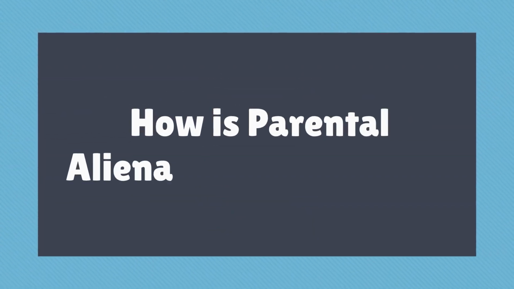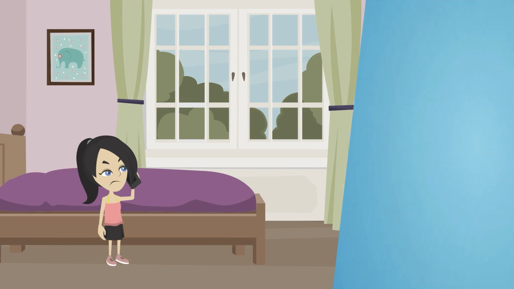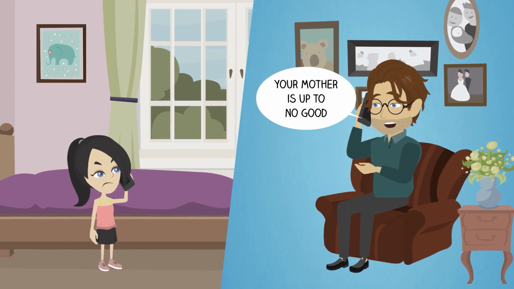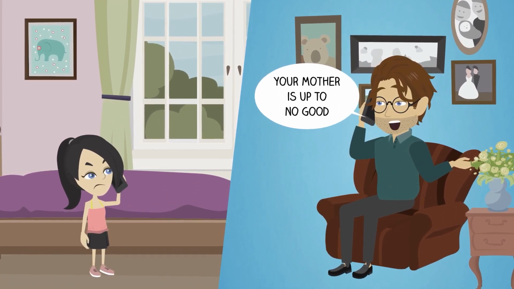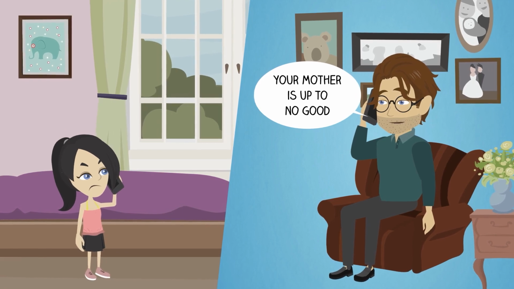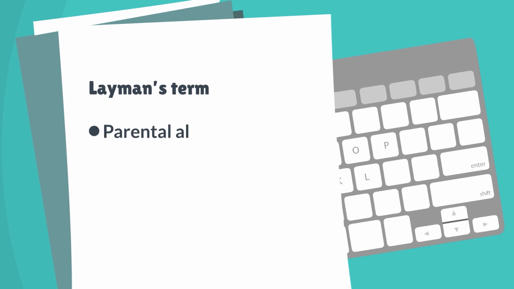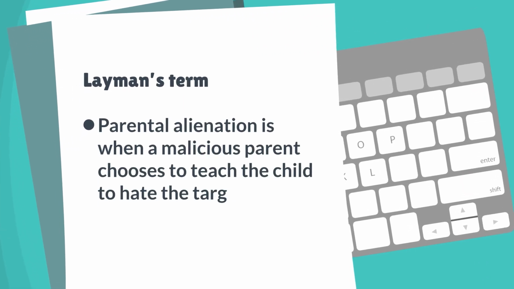How is parental alienation committed? The alienating parent coaches, coerces, or influences a child into consistently responding to the target parent in a negative way, despite lack of evidence to indicate any harmful or destructive parenting behavior by the target parent. In layman's terms, parental alienation is when a malicious parent chooses to teach the child to hate the targeted parent.